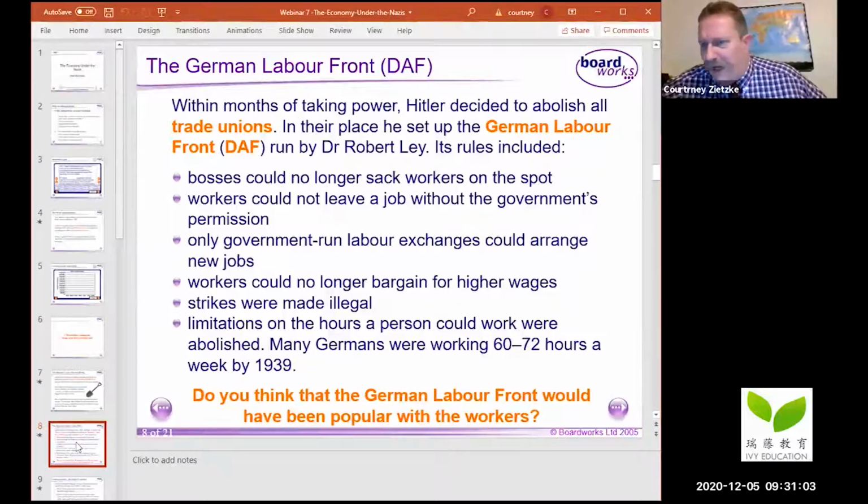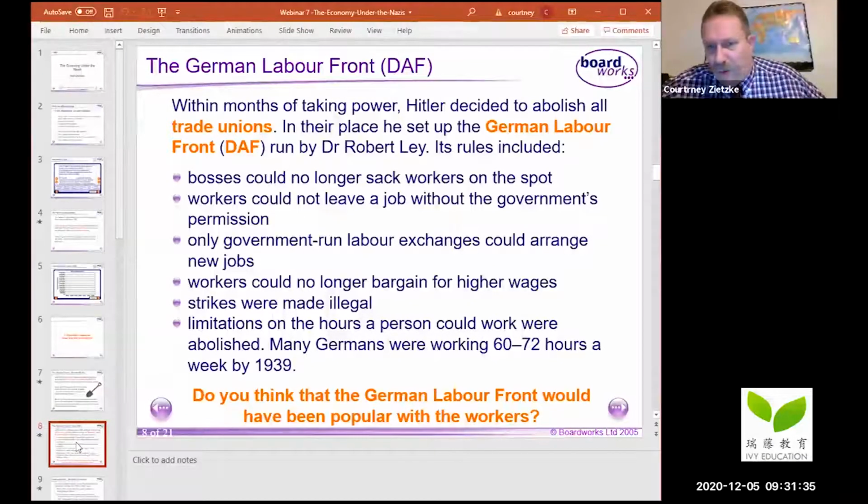Okay, bosses could no longer sack workers on the spot. Workers could not leave the job without government's permission. Only government-run labor exchanges could arrange new jobs. Workers could no longer bargain for higher wages. Strikes were made illegal because Hitler wanted the people to keep working and working, so as to rebuild Germany faster and faster. This was very important. Strikes were made illegal. If you struck, you were in a lot of trouble.